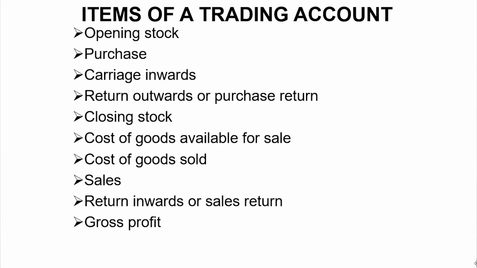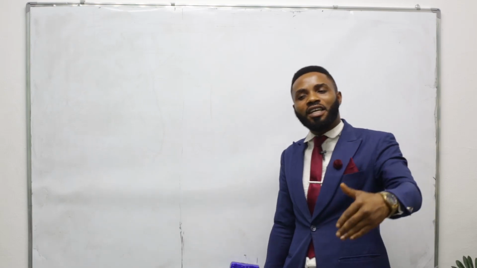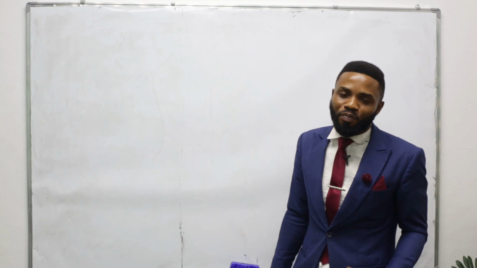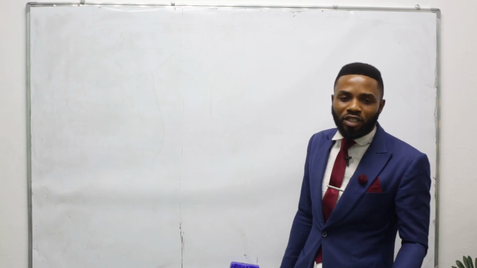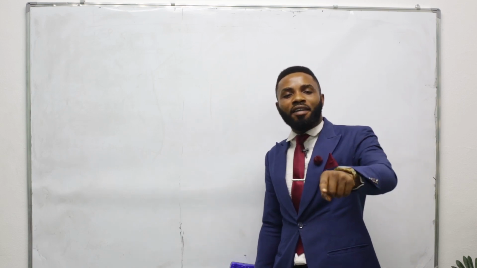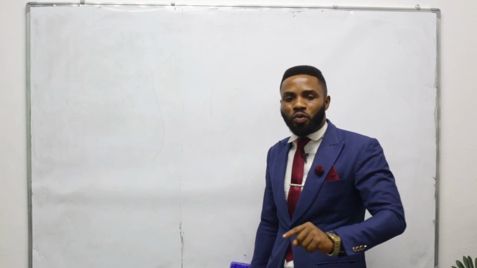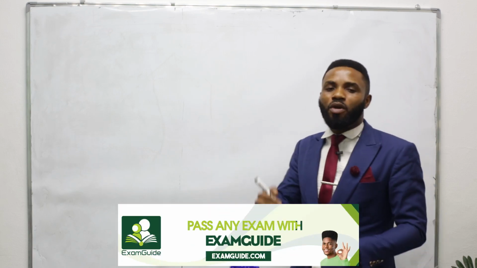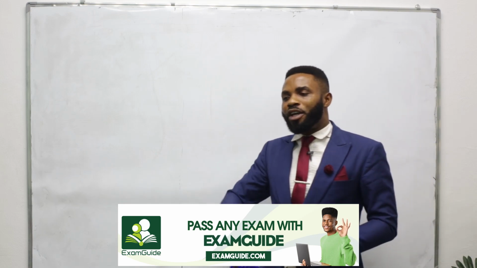So, going to cost of goods available for sale: it is just the goods that are available. How do you arrive at this particular transaction on the trading account? You cannot see it as a transaction on its own. It's something you arrive at when you add your opening stock to your net purchase, and then you arrive at what we call cost of goods available for sale. Then cost of goods sold is what you get when you subtract your closing stock from cost of goods available for sale.